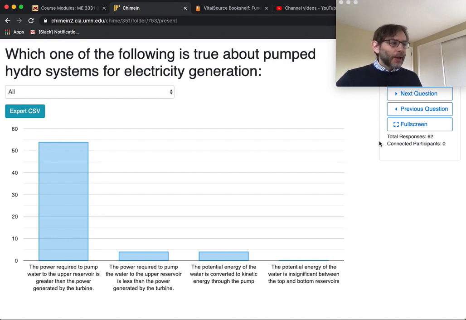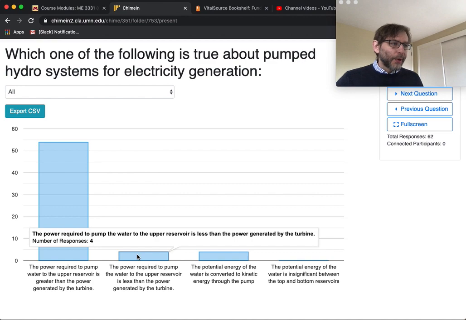Now a couple of you put in this one: the power required to pump the water to the upper reservoir is less than the power generated by the turbine. So just make sure you got this right. You don't get back more than what you put in.